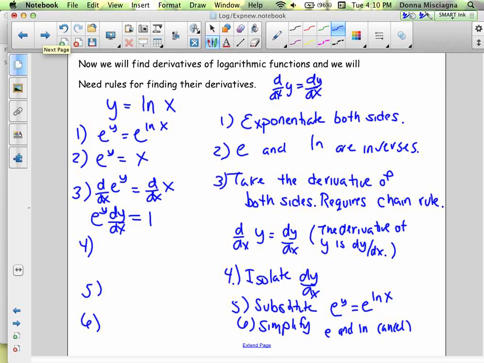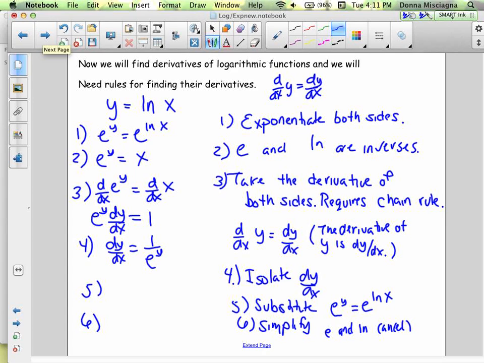All right, now we're going to solve for dy/dx, which means we're going to divide both sides by e to the y. So we have dy/dx, so the derivative is equal to 1 over e to the y, but that's just really not the most helpful formula we've ever seen.